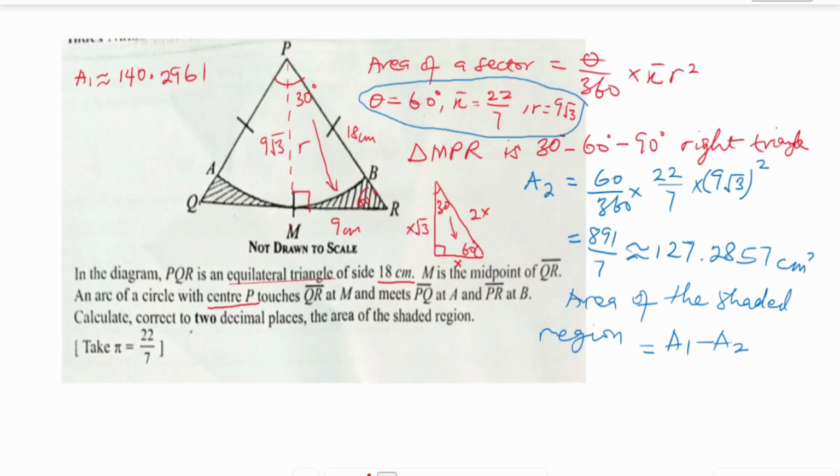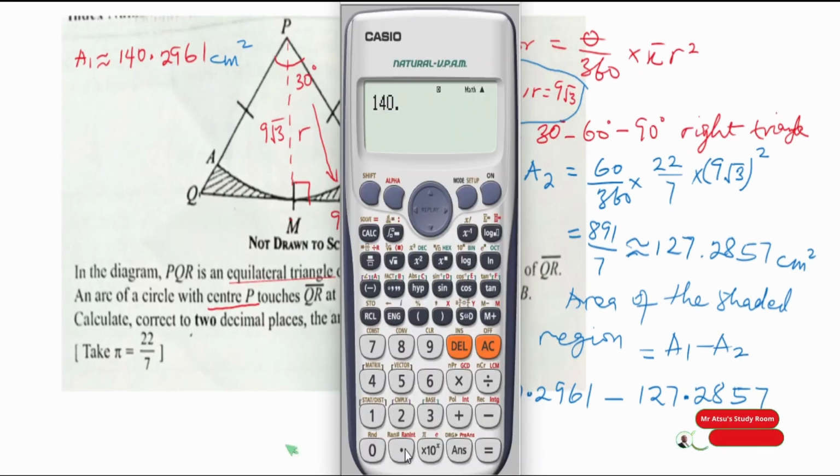So now the area of the shaded region will be A1 minus A2, and let me add the unit centimeter squared here and centimeter squared here. Yes. So now if I call that one A, the first area is 140.2961 minus the area 2, which is 127.2857, and that will give us 16,263 over 1,250.